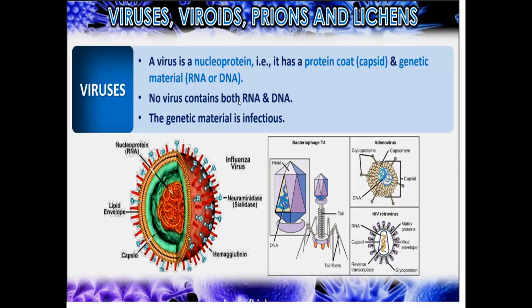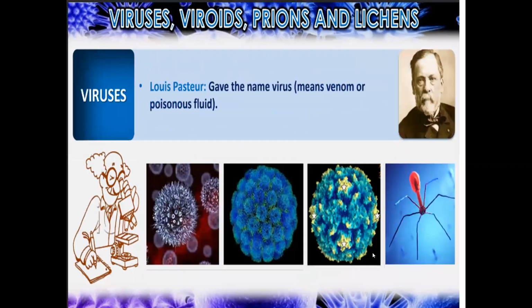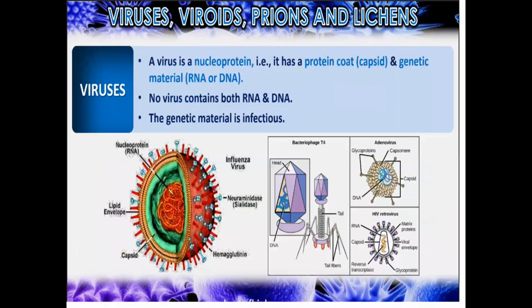No virus contains both RNA and DNA together. The genetic material is infectious. Now, as I told you, what is sent outside? Only the DNA is sent. That is only infectious. The protein is not infectious. Only the genetic material will enter the new human cell or any organism and will cause disease. Only the genetic material is infectious.